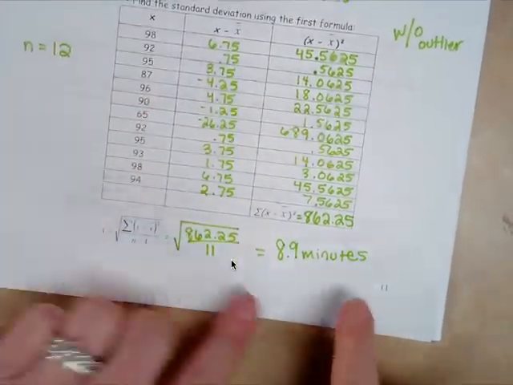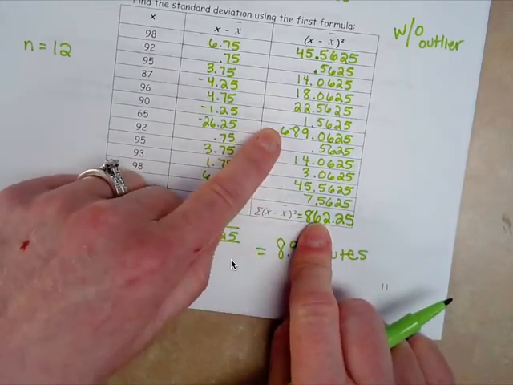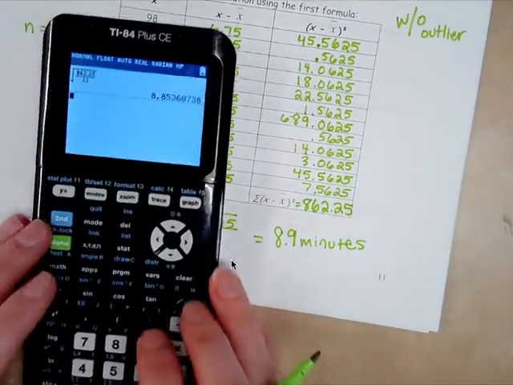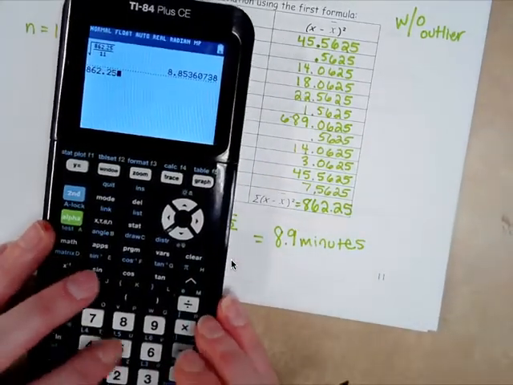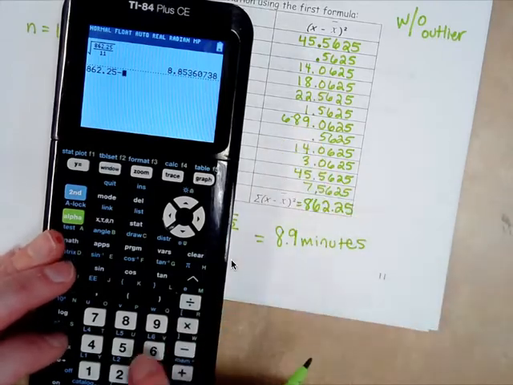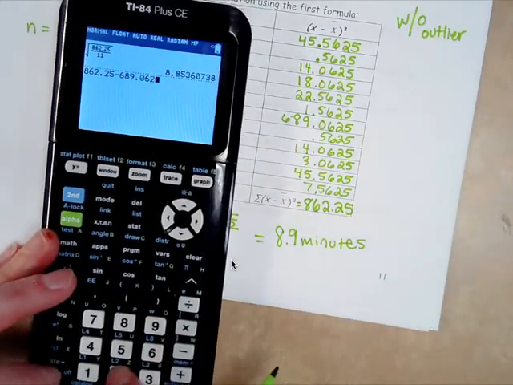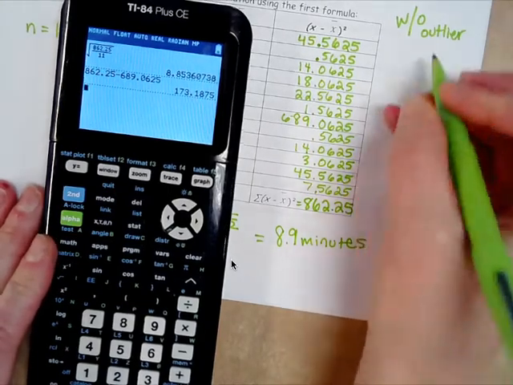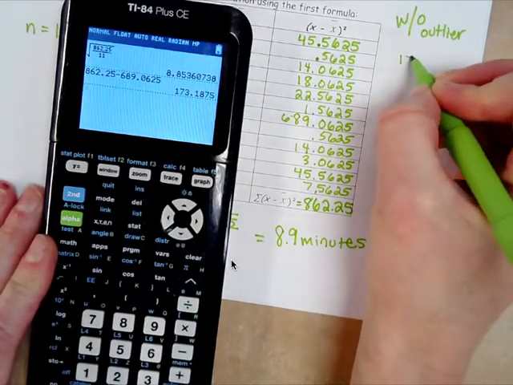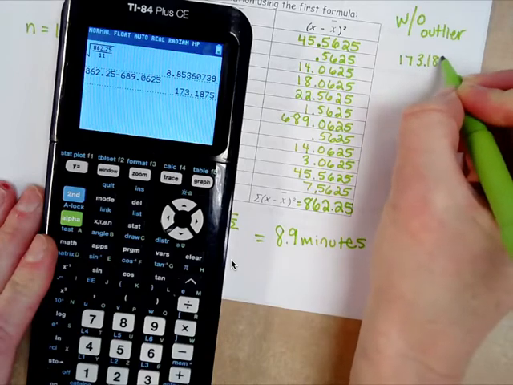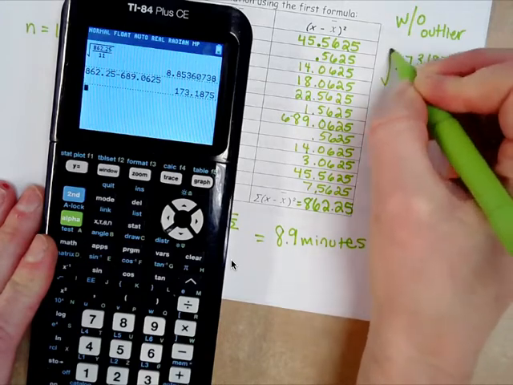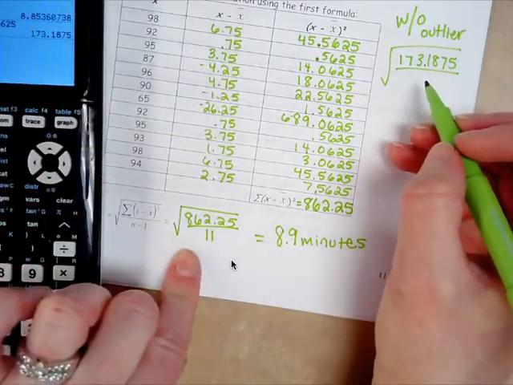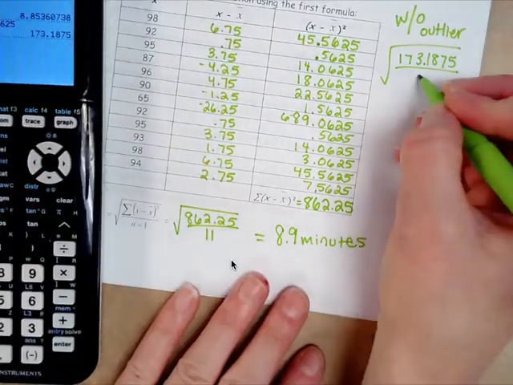So what can we do? We can just take this and subtract that from it. We're not going to have to do all that work again. So 862.25 minus 689.0625. This is going to be 173.1875. Take the square root of that, and then we're going to divide. We no longer have 12 because we took one away. So now we have 10 on the bottom.